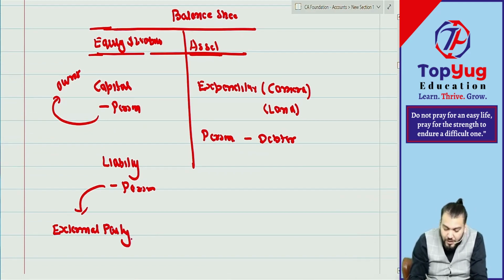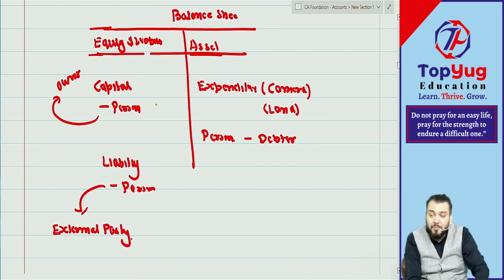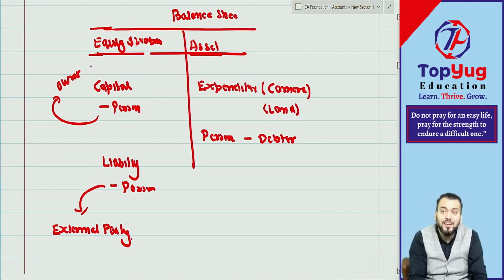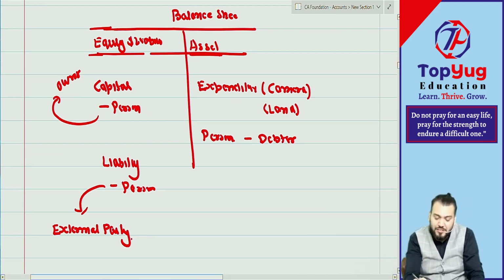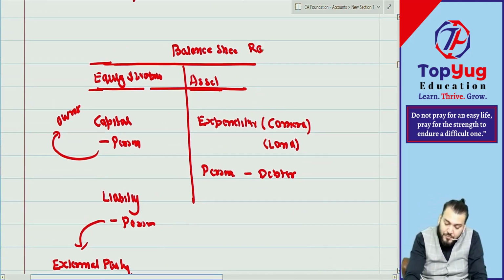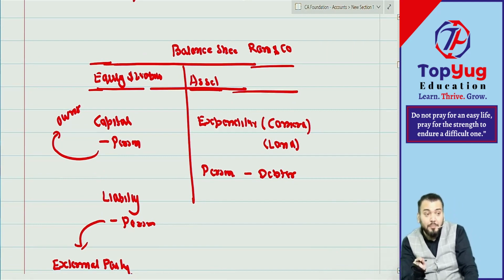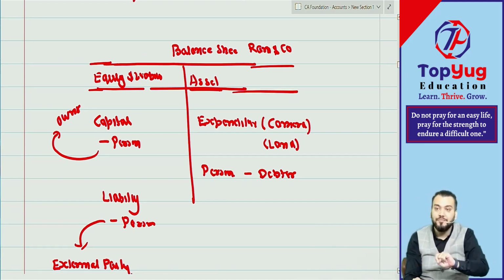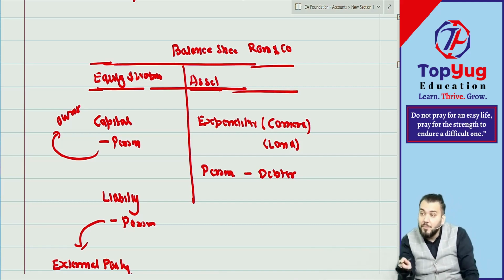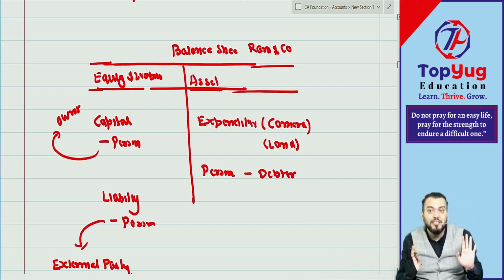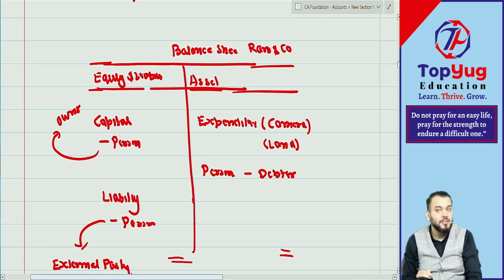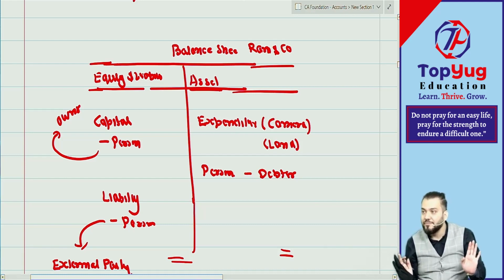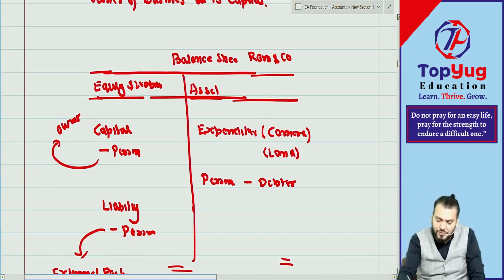So any amount which is payable by this business to owner is capital. Understood? Business means Ram and Company. This is the balance sheet of Ram and Company, not Ram. So any amount payable by Ram and Company to Ram is capital. But any amount payable by Ram and Company to an external party is liability. I hope this is giving a more clear picture. Have you understood? Yes, sir, somewhat we have understood.